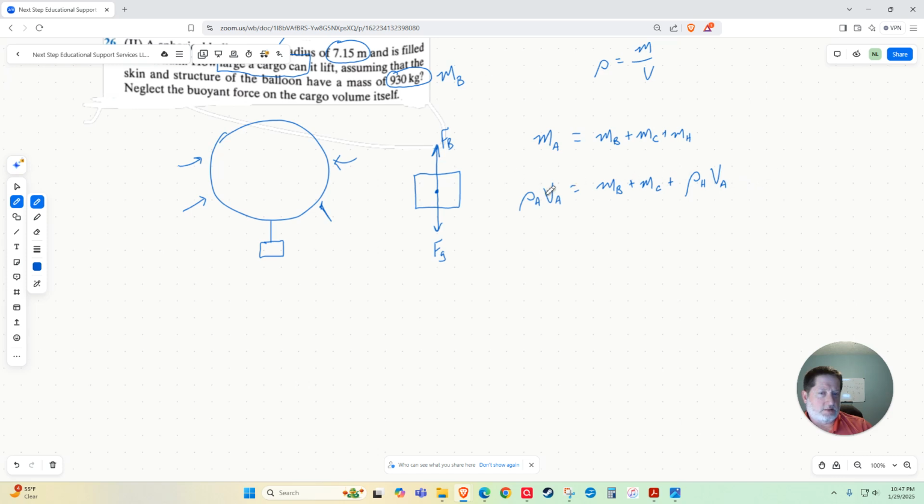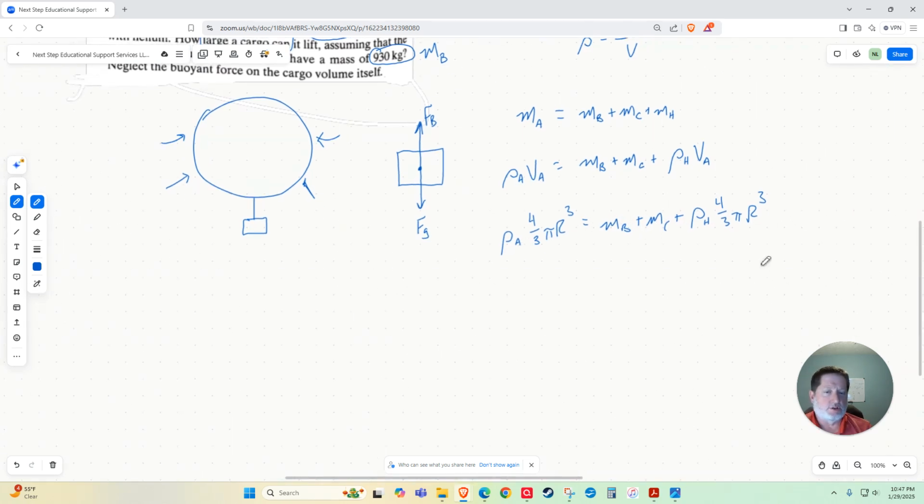Don't quite have all these in numbers that I know yet, so let's go and replace that volume. Volume of the air is 4/3 pi radius cubed. And for better or worse, I have that in 2 locations. Now this looks like an equation where the thing I'm looking for, the mass of the cargo I can lift, is the only number I don't know. The rest of these are numbers that I have. So now I can rearrange.